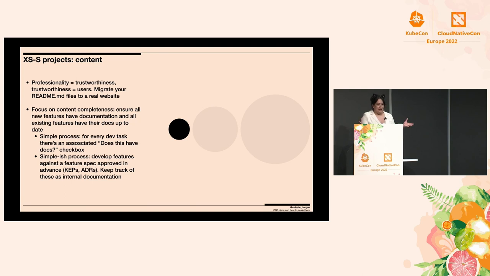So in terms of content, your biggest goal as a small project is moving from READMEs and markdown documentation in your code repositories to a website. That is what will convince people that you are serious enough and this project is well-maintained enough to use it. And that is a part of what you need to do when you're a small project.